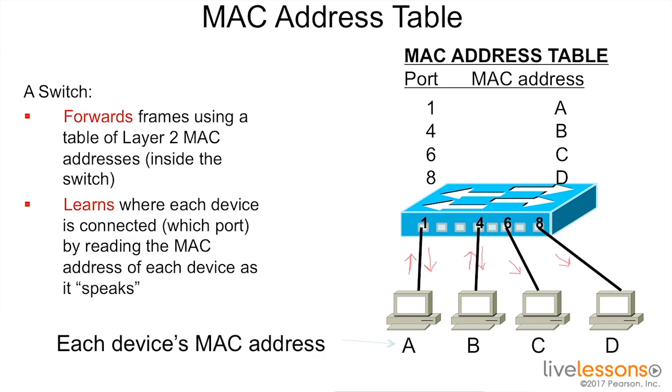There also can be the case where we have multiple MAC addresses connected to a single port, because if we connect two switches together, there may be more than one host connected to that switch. So in the MAC address table, you would see port 1 MAC address A, and you might also see port 1 MAC address E, or port 1 MAC address F.